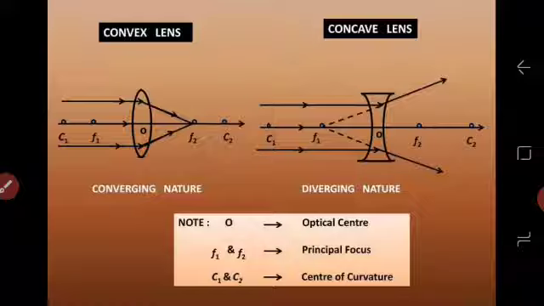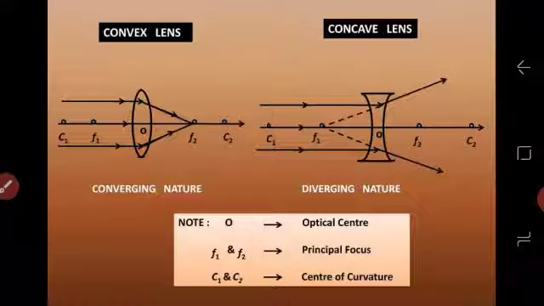In the first diagram, a convex lens is drawn. A straight horizontal line passing through O is what we call the principal axis. The point O has a significance. It is called the optical center of the lens. Then we draw two rays parallel to the principal axis. They are the incident rays which fall on the lens. After refraction, both the rays meet at a point F2.